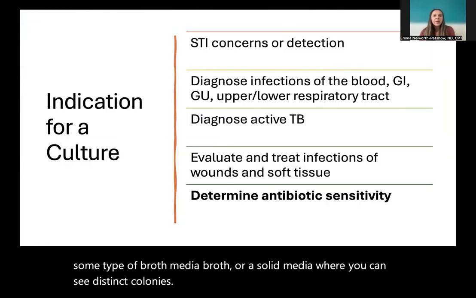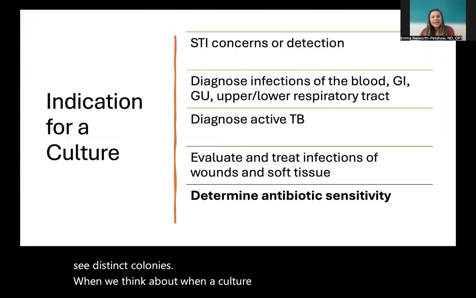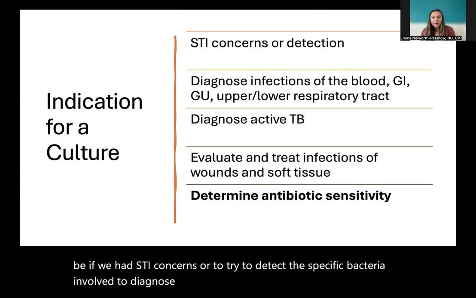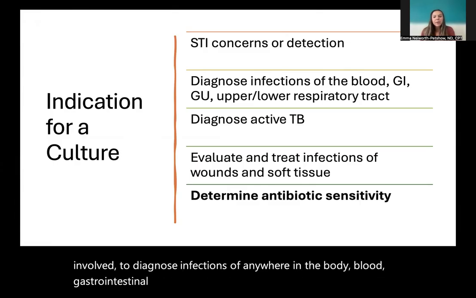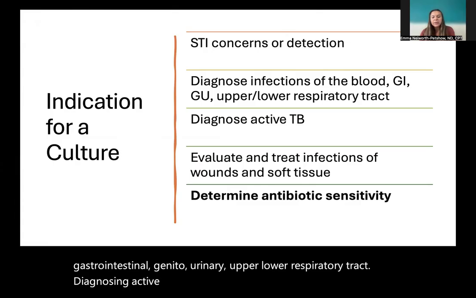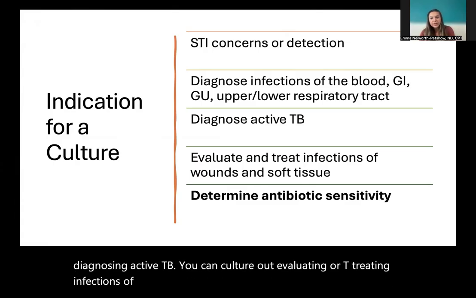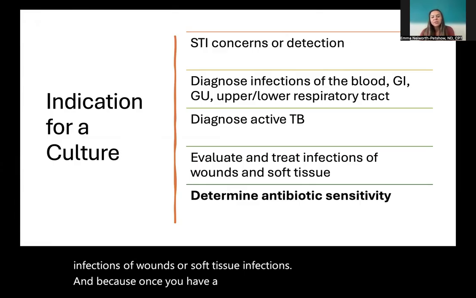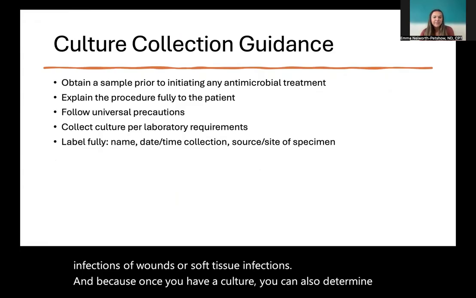When we think about when a culture might be indicated, this could be if we had STI concerns, or to try to detect the specific bacteria involved, to diagnose infections anywhere in the body: blood, gastrointestinal, genitourinary, upper or lower respiratory tract, diagnosing active TB, you can culture out, evaluating or treating infections of wounds or soft tissue infections. And because once you have a culture, you can also determine antibiotic sensitivity.